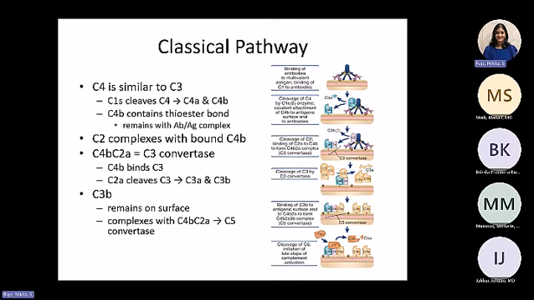So the convertase in the alternative pathway was C3b, Bb, C3b. In the case of the classical pathway, C4b, C2a, C3b is the C3 convertase. Or sorry, C5 convertase.